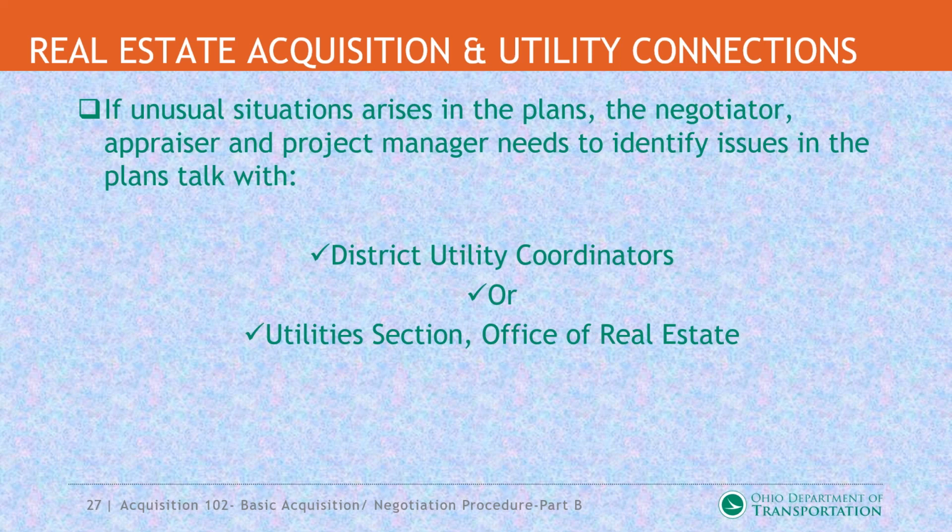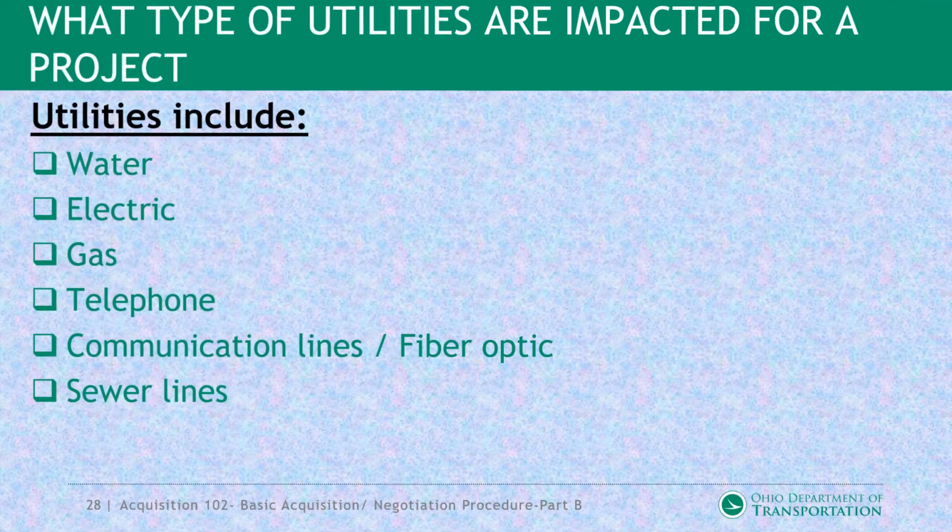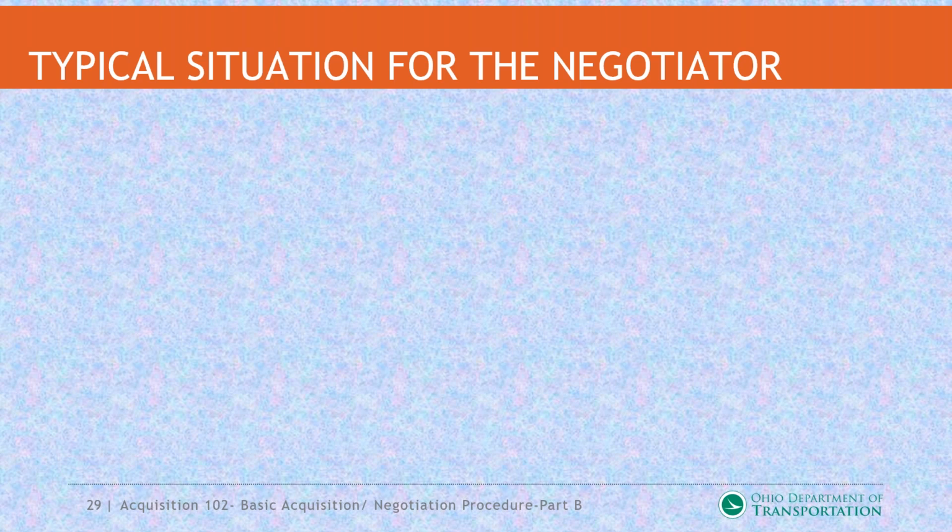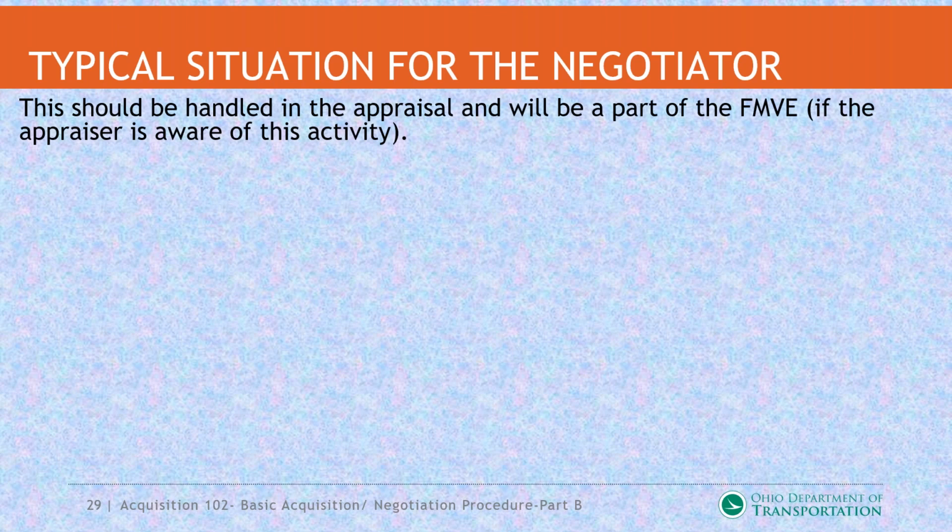You have your district utility coordinators, who are out in all of the districts, and of course you have the utility section of central office real estate. Utilities involve all of the items that you see there: your water, electric, gas, telephone, all the communication lines, sewer lines. Typical situations for the negotiator: this should be handled in the appraisal and will be a part of the FMVE if the appraiser is aware of the activity. That is the key component, if the appraiser is aware of the activity.